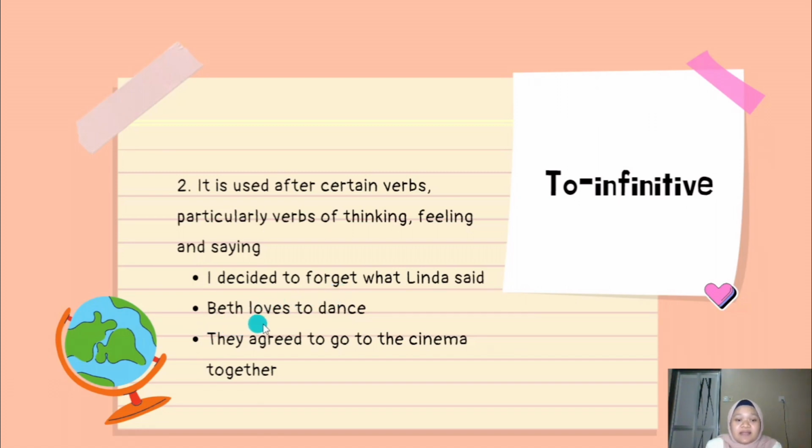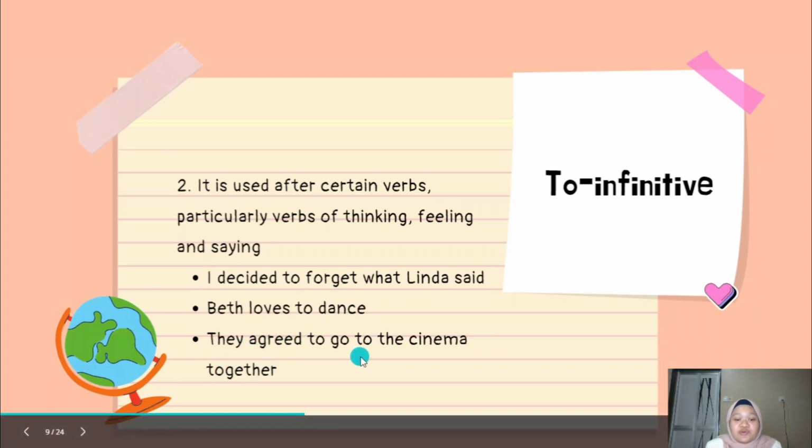Second, Beth loves to dance. So the verb is loves, and after the verb, it uses to dance. And the last one, they agreed to go to the cinema together. Alright, which is to go. To go, not to the cinema, but to go. So what is the verb before to go? It is agree. Right? So they agreed to go to the cinema together.